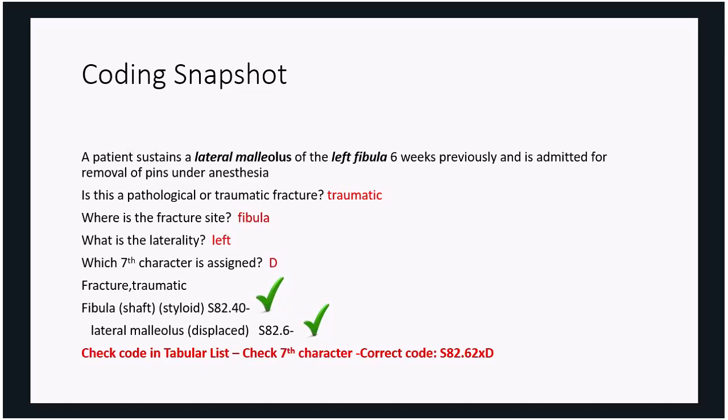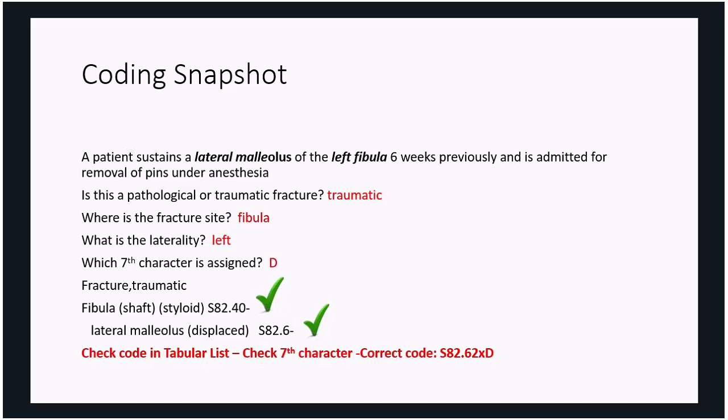Let's look a little bit closer. Go to your alphabetical index and look up our main term, fracture. We know it's traumatic, so fracture and traumatic. We want to scroll down to the fracture site, fibula. When you get to the fibula, it says shaft and styloid in parentheses. Again, terms in parentheses are non-essential modifiers, and they're not going to affect code assignment. What you see here is code S82.40- and you see a check mark. This indicates to you that when you go to the tabular list, you're going to have to assign additional characters in order to complete this code to the highest level of specificity.